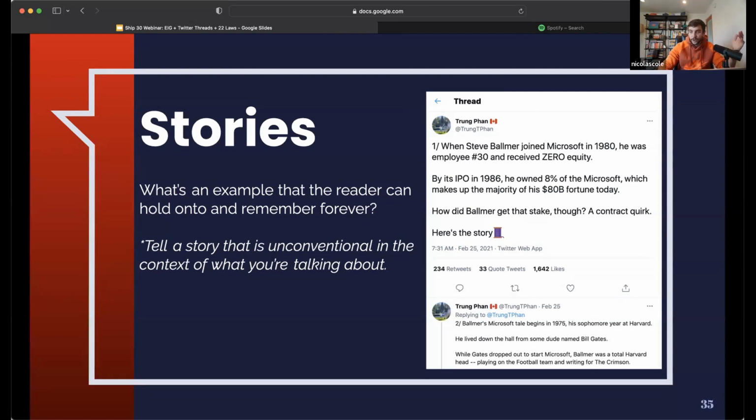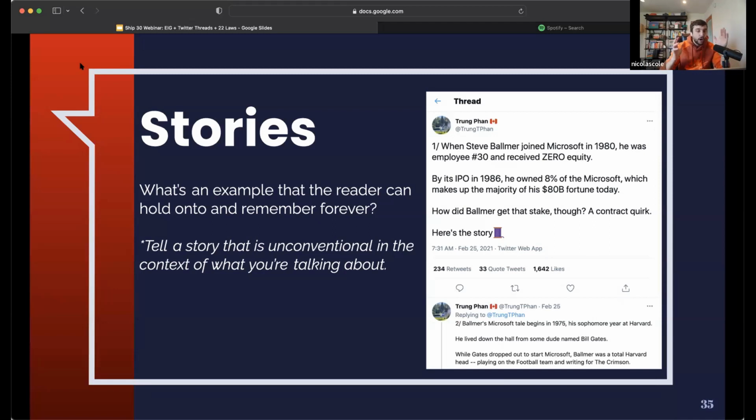So this is a great example of a thread written by Trung. Beginning: when Steve Ballmer joined Microsoft in 1980, he was employee 30 and received 0 equity. We are at the beginning of the story. Then, end of the story: by its IPO in 1986, he owned 8% of Microsoft, which makes up the majority of his $80 billion fortune today. We're at the end of the story, right? Now, here's the journey. How did Ballmer get that stake, though? It was through a contract quirk.